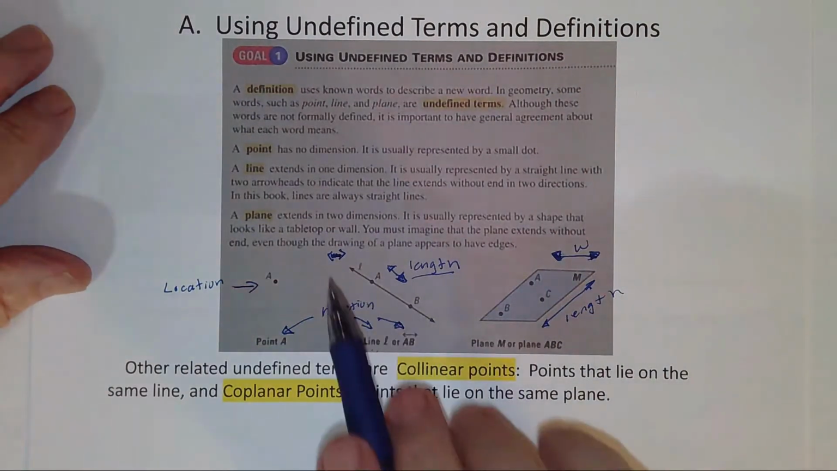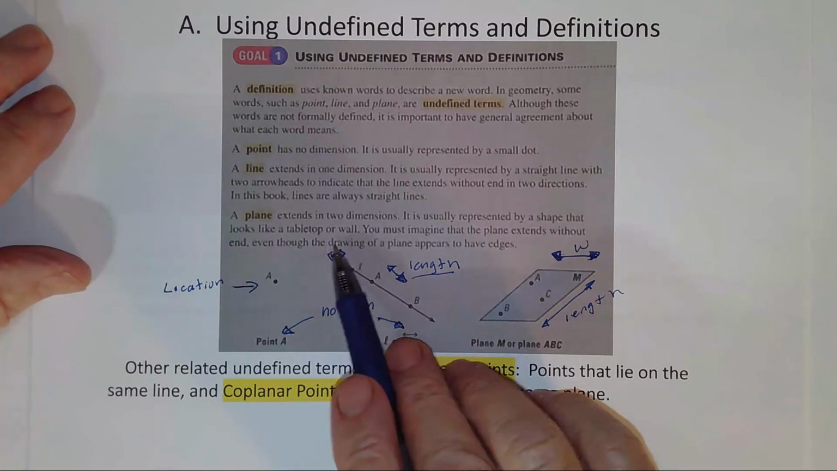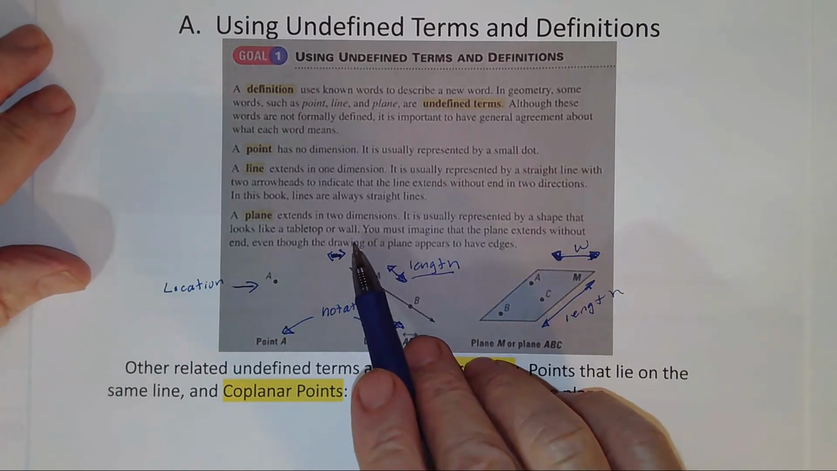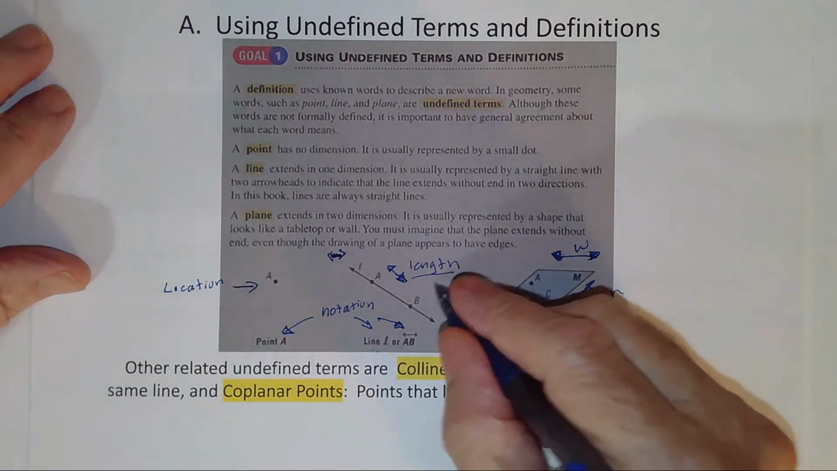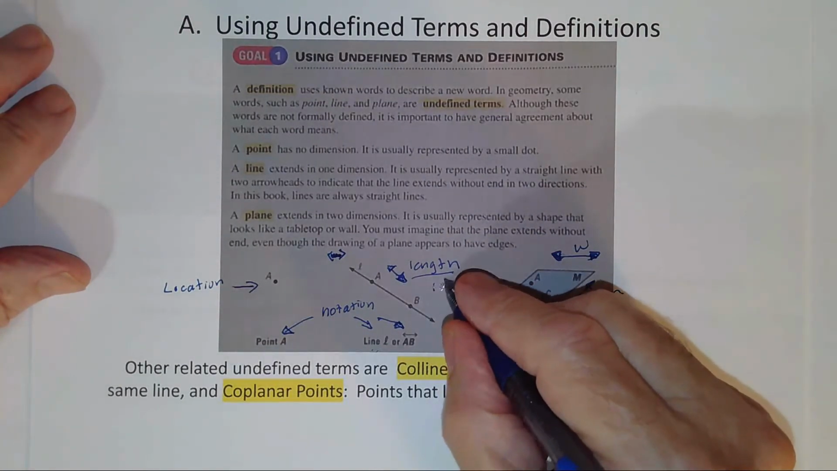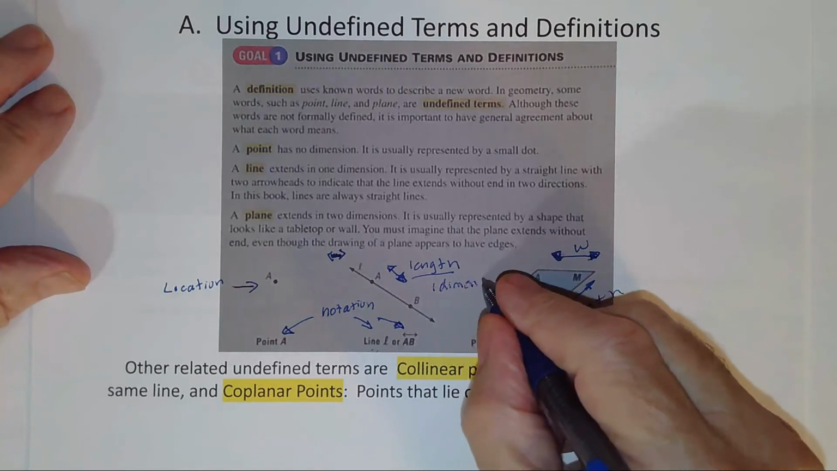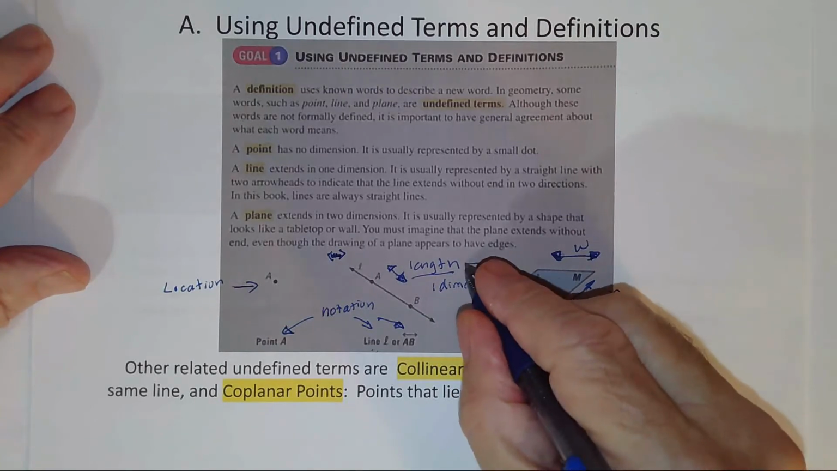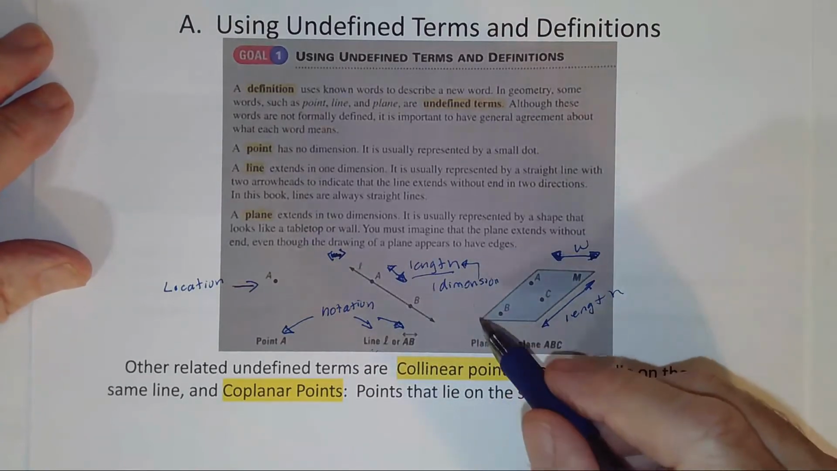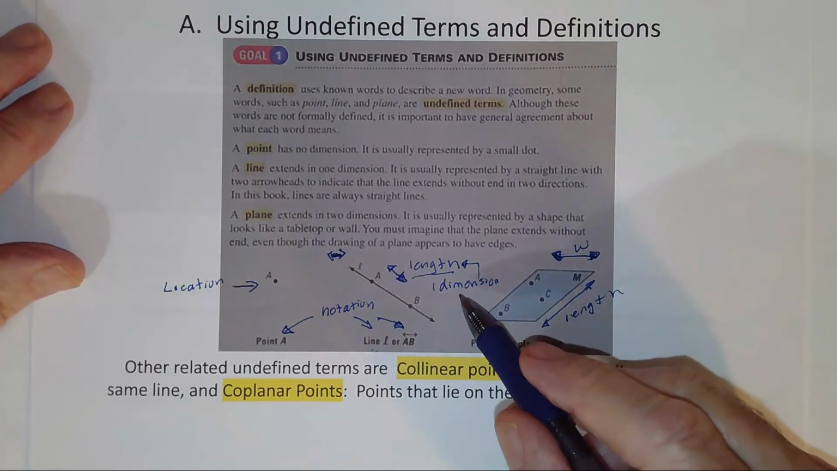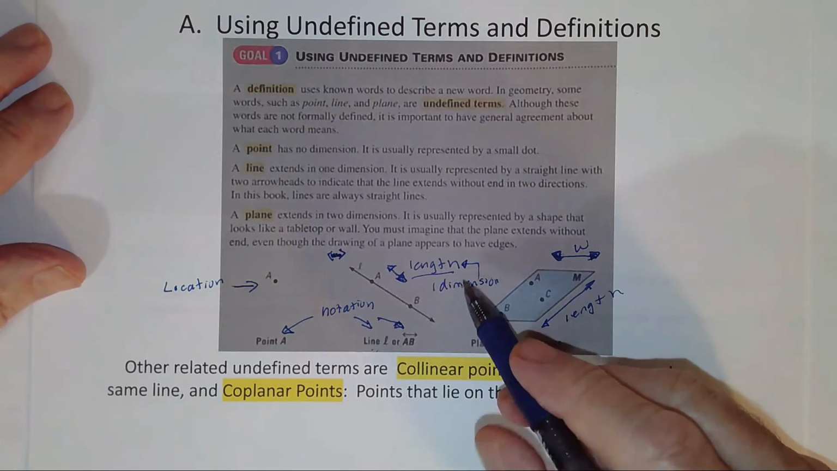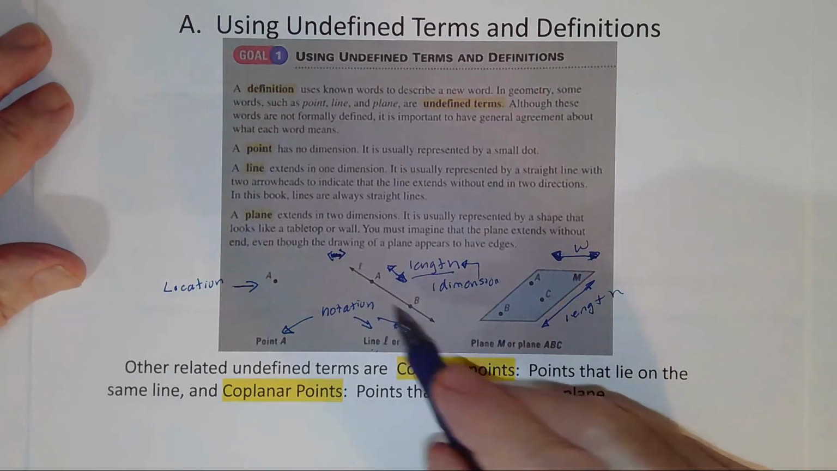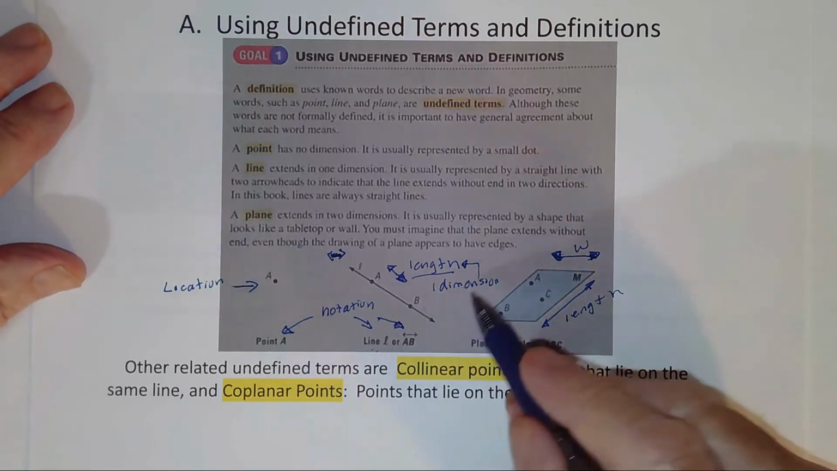Now, the last thing is a plane, and a plane extends in two dimensions. Going back to the line, it's just one dimension. And there it is, the line. You can't really see a line because it's just a string of points, which are just locations in real life. But you can represent it here just the way we did. And this is one dimension, length.